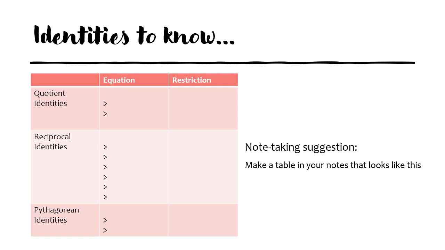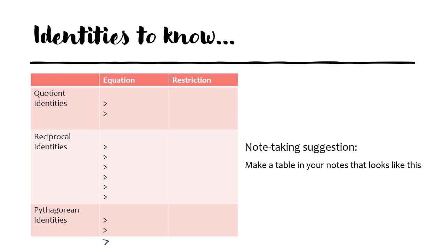Quotient identities, there're going to be 2 of those. Reciprocal identities, there will be 6. And Pythagorean identities, which there will actually be 3 of. There should be another bullet point down there, so maybe I'll add that right here. We should have a third little space there for one more identity at the end.